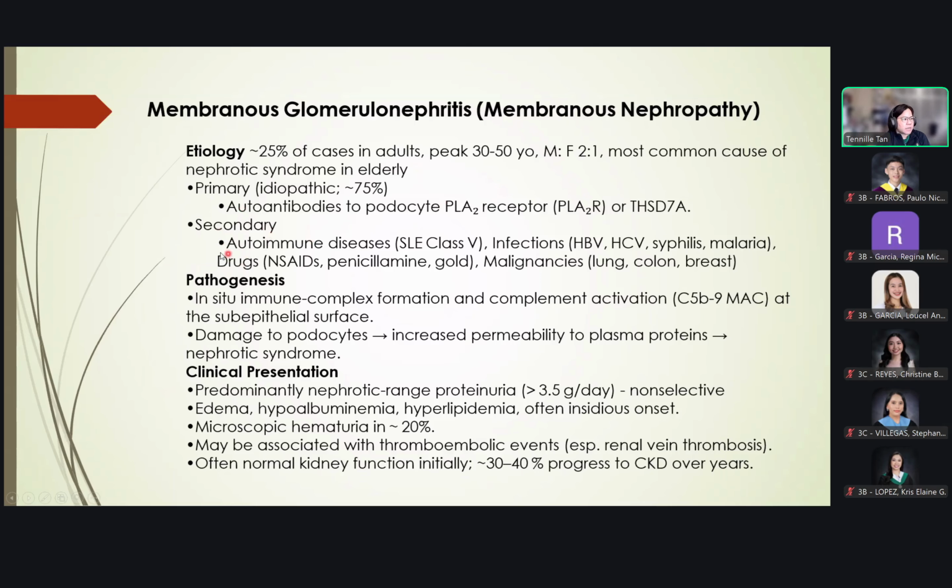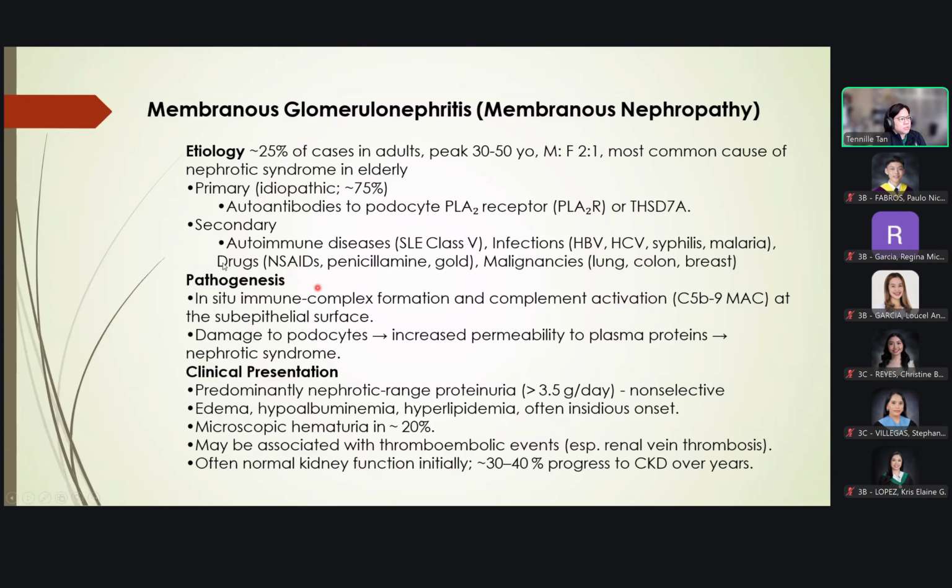So for secondary causes, they can be related to autoimmune diseases like SLE class 5. You have infections: hepatitis B, hepatitis C, syphilis, malaria. Different treatments like NSAIDs, penicillamine, gold, and then patients with malignancies of the lung, colon, or breast can present with membranous GN.